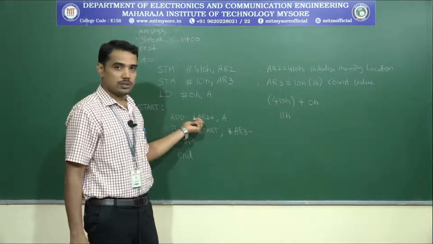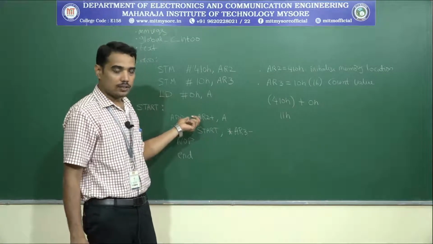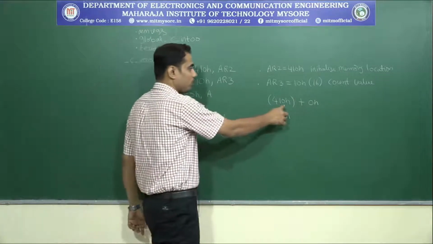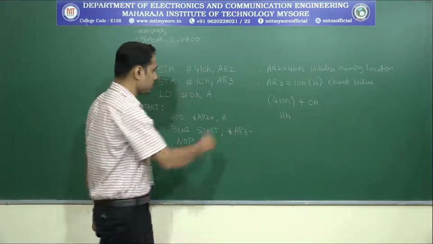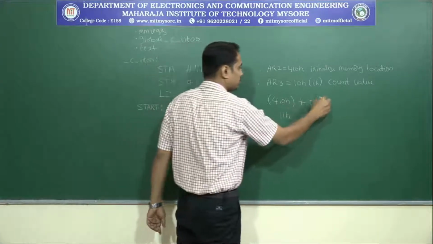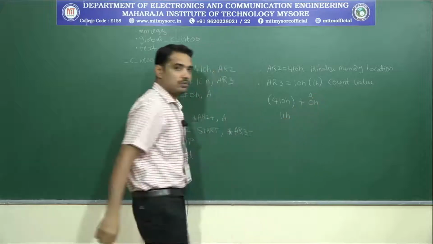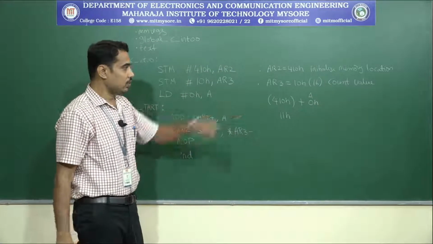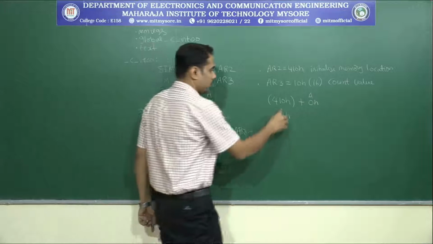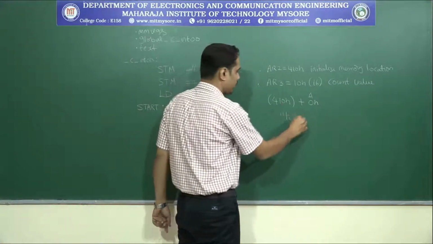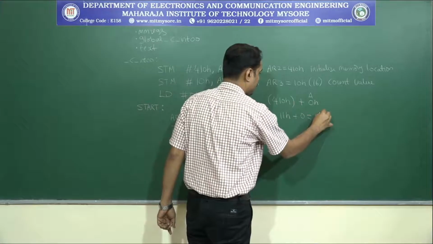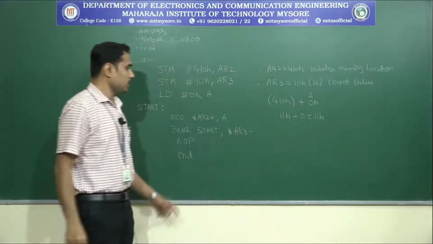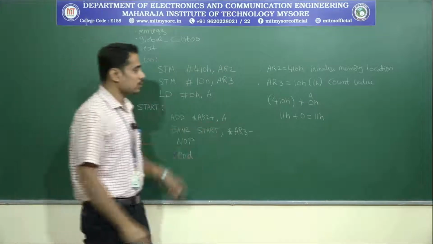What happens with respect to this instruction? We are trying to add the contents of 410H with the accumulator value, that is we have taken 0H. That means the contents of 410H is 11. 11 plus 0 is equal to 11H, and the answer is stored in accumulator.